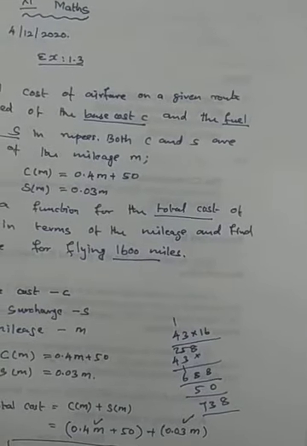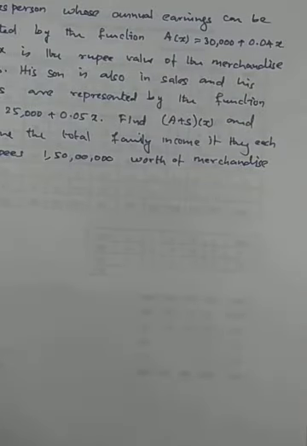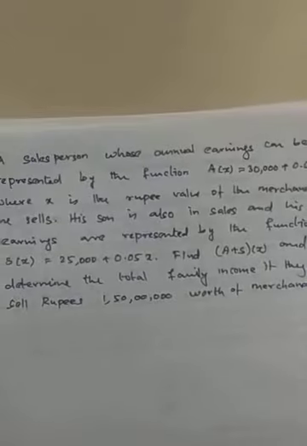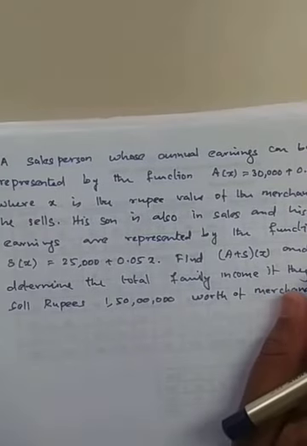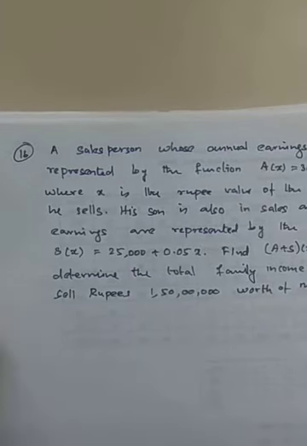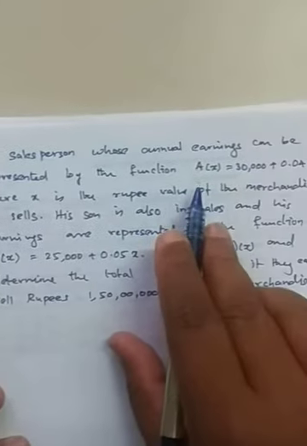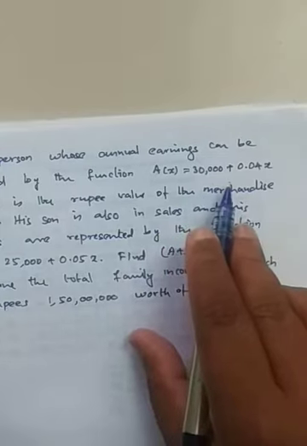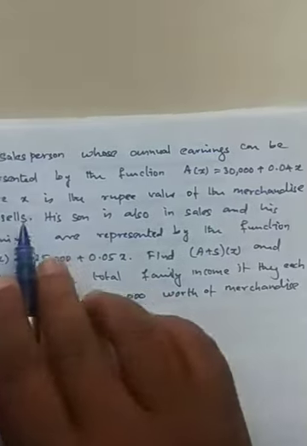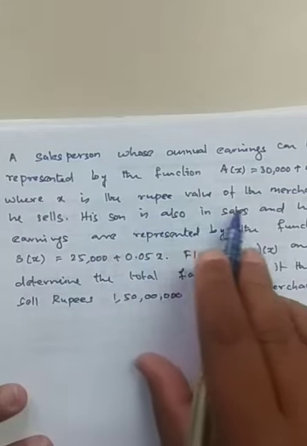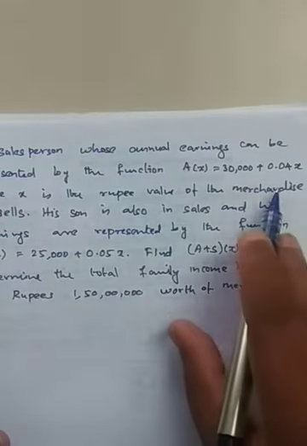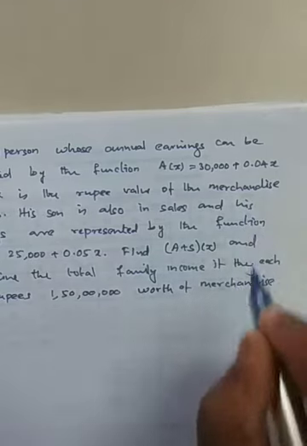Okay, similarly the next problem. I have written the question because writing the question itself takes time, that's why I have written it here. So the next question is this one. So you can see here how they are doing it. See here. Now a salesperson, I will read the question and then we will discuss this. A salesperson whose annual earning can be represented by the function A of x is 30,000 plus 0.04x, where x is the rupees value of the merchandise. Okay, what is the meaning of merchandise?